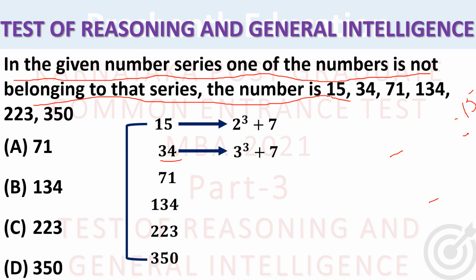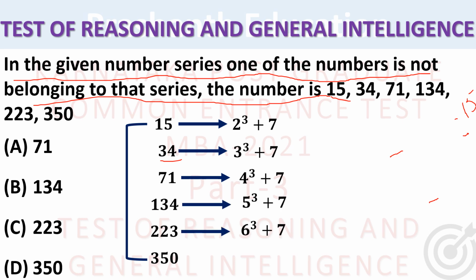Let's see the fourth one. Fourth one is 4 cube plus 7. 4 cube plus 7 is 71. Now it should be 5 cube, 6 cube, 7 cube. So this should follow. But the problem here is we need to find out which of this series is not good.